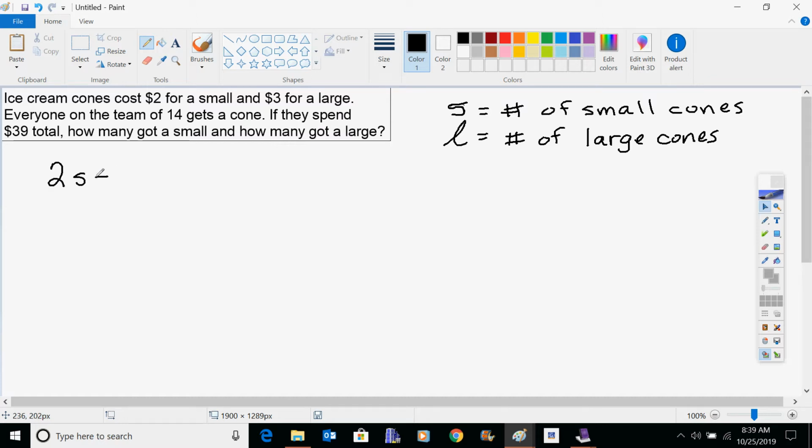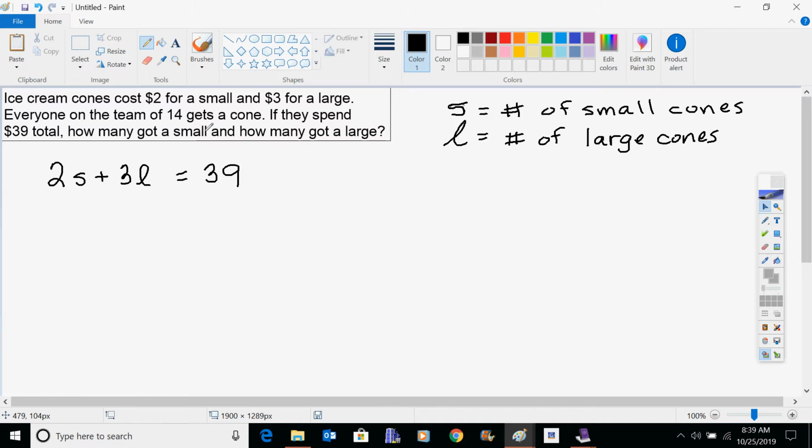2S plus 3L does equal something, but it doesn't equal 39, because $2 times the number of small plus $3 times the number of large, this is our money equation. So this is an amount of money, this is an amount of money, and this is an amount of money. But the 14 is important.